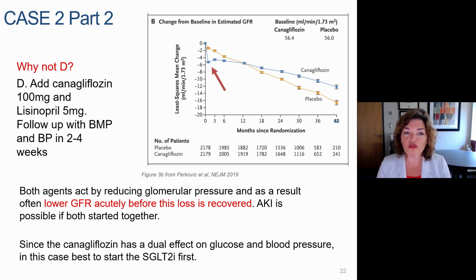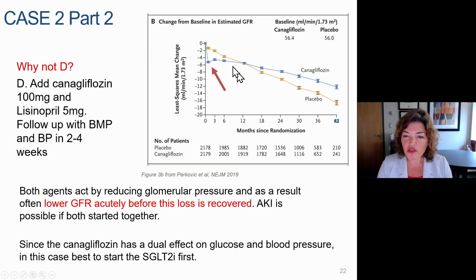But we do know from the CREDENCE trial, when we look at the decline in GFR, or the change in GFR over time, we saw everybody's GFR went down over time. This is months, and this is change in GFR. Everybody's GFR goes down. We know that. That happens with age. The outcome of this trial was that canagliflozin did better than placebo in that regard.